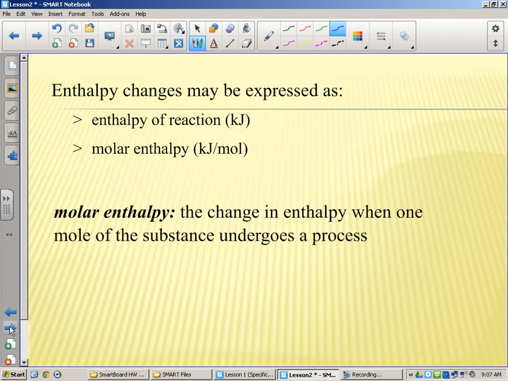We'll talk about the difference between those, and the best thing to do is give you some examples of those two things. For right now, it's a little bit of a different way of writing the same thing, basically. Molar enthalpy is the change in enthalpy when 1 mole of a substance undergoes a process. We're going to look at that today here.